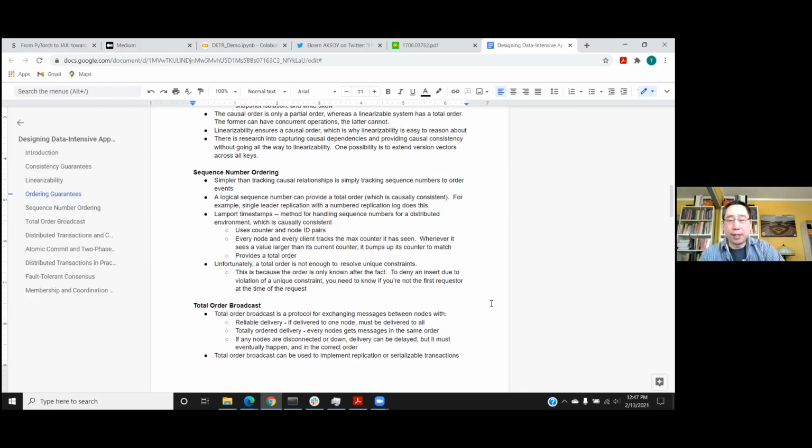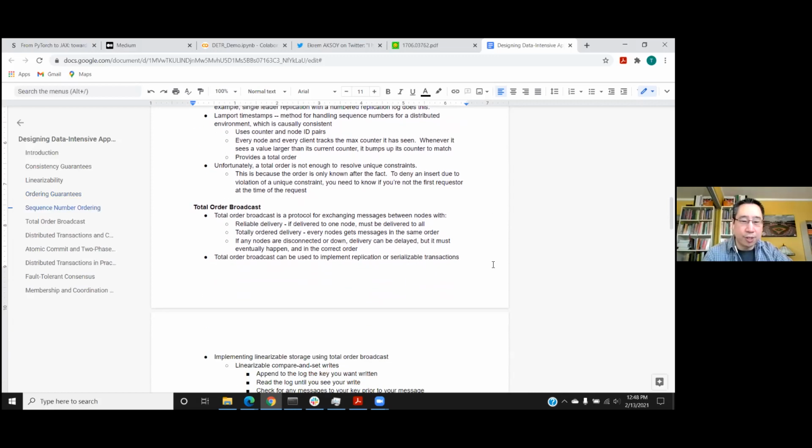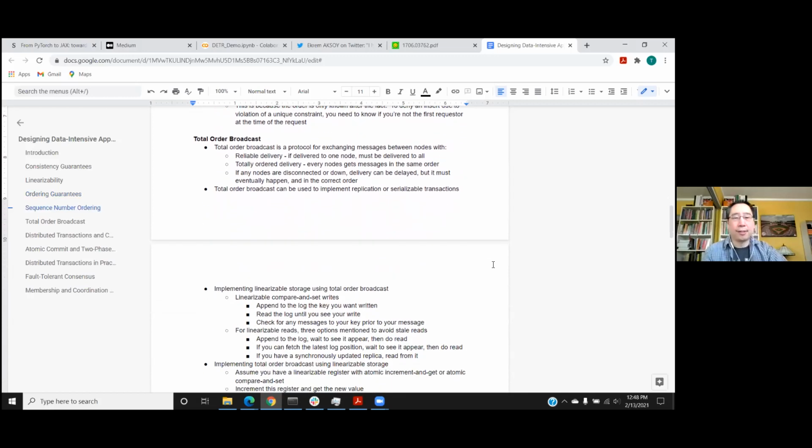In order to implement a unique constraint, say on username, you need to know in the moment that a user is requesting a particular username whether or not you can accept it. And with the Lamport timestamps, the ordering happens after the last request has come in for a particular key. It doesn't happen in real time. So we kind of have a problem. So then what do we do? We move on to the next idea, which is the total order broadcast.